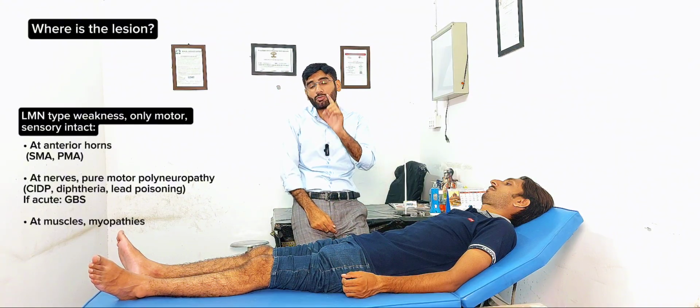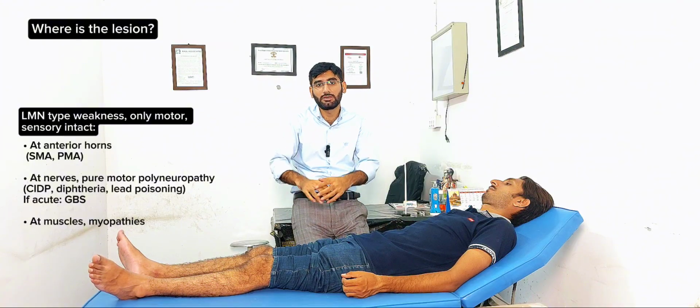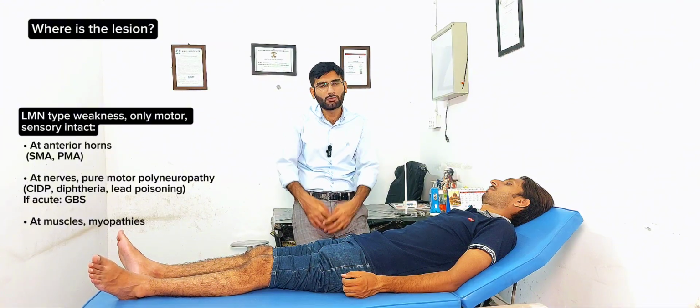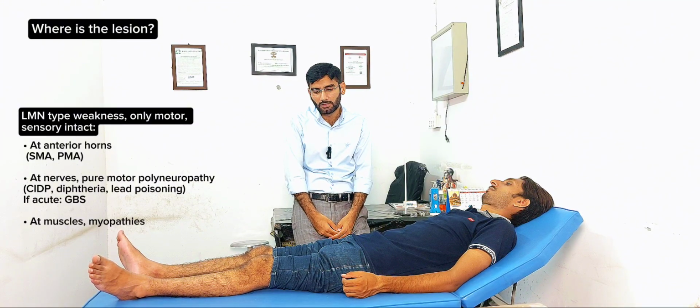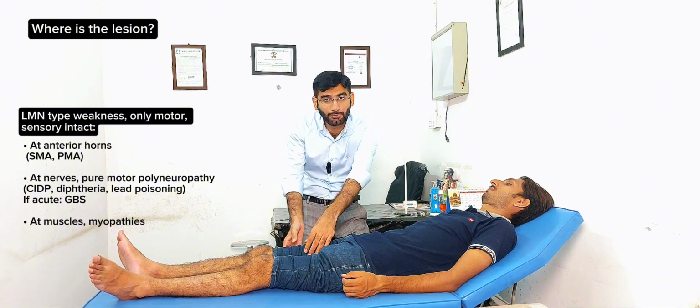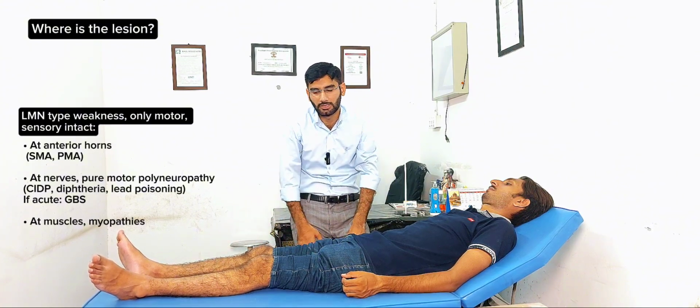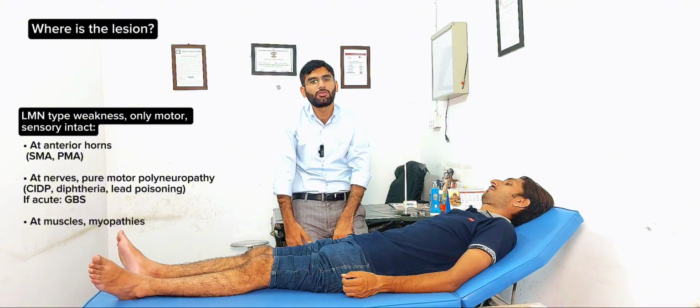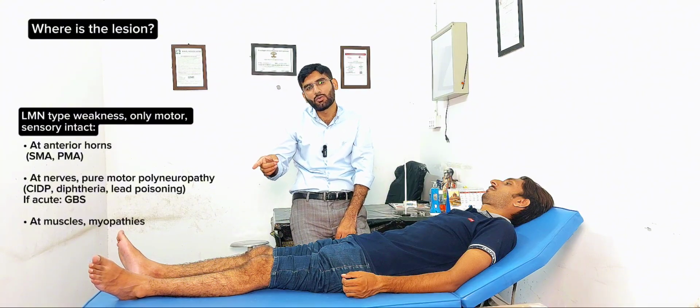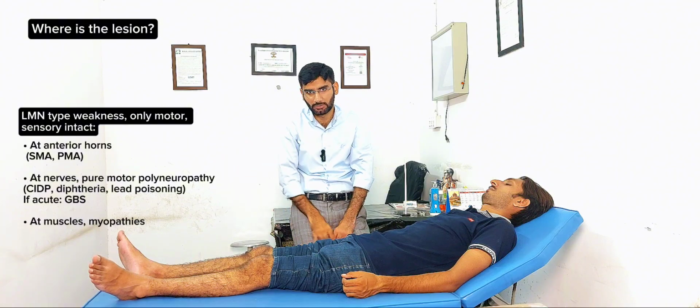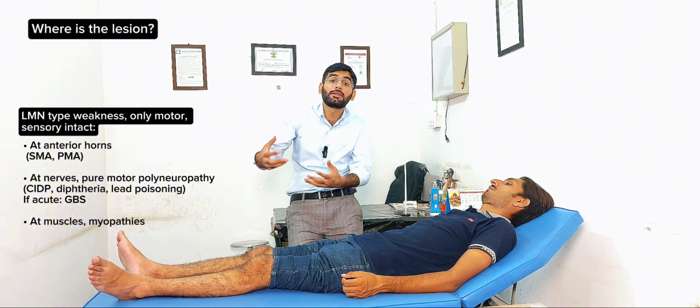Also, it is important to mention here that if it is related to muscles, then in most cases, the weakness would be more proximal than distal. Here, in our case, it was distal. So it is either at the level of anterior horns or at the level of spinal nerves, pure motor polyneuropathy, right? Let's consider another case.